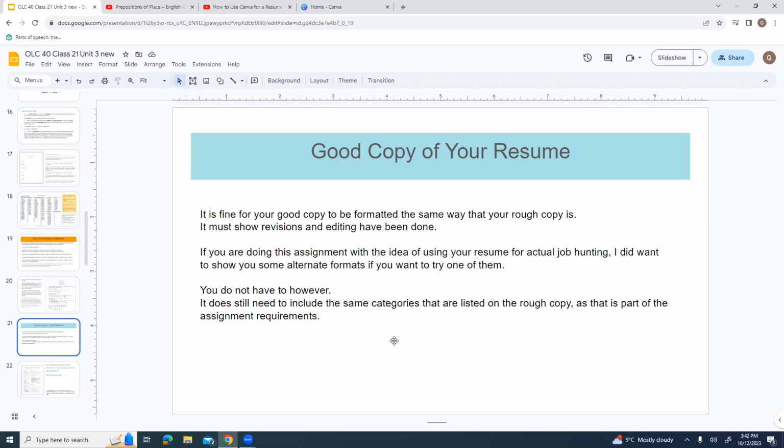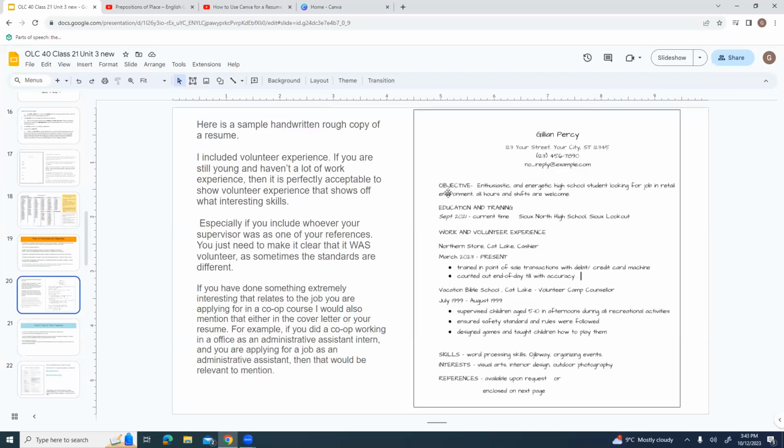No matter what, the one that you hand in to me has to include those same categories that are listed on the rough copy because that is part of the assignment requirements. So you have to have your name up top. You have to have the objective, education and training, work experience, skills, interest, references. All those categories are required for the assignment, whether you like them or not.